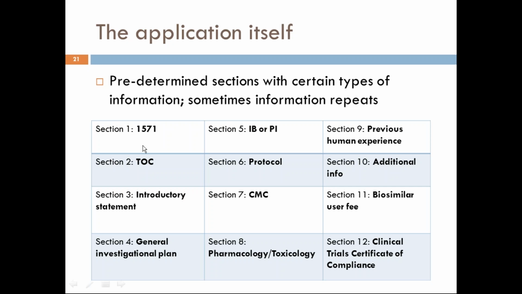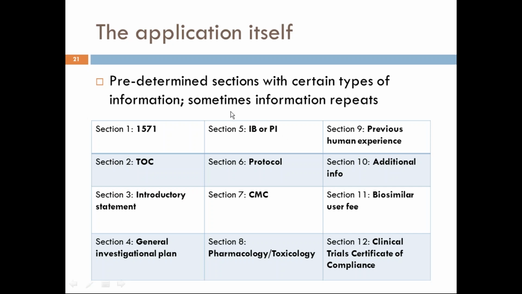So section 1 is the 1571, the cover sheet. Section 2, the table of contents, gets its own section, because especially when you have multiple binders, it starts to get pretty complicated where everything is. So you actually need to have this table of contents in a good place. Then there's a bit of an overview, an introductory statement: this is my drug, this is the indication I want to study it for, and then a bit of a high-level summary of the general investigational plan.